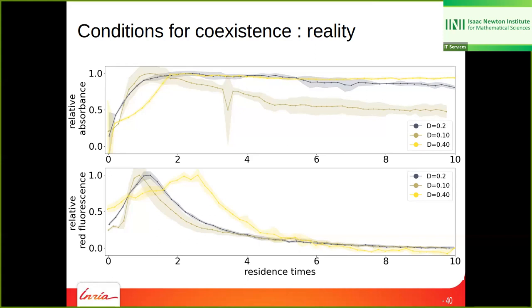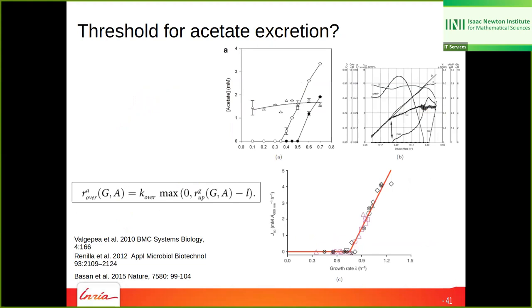But in any case, it seems that in our community, the most interesting regions to study are low dilution rates and not high ones. And that's a bit of a shame, because our model is not that interesting at low dilution rates, because we have this threshold built in, right? There's no acetate at low dilution rates. So, okay, well, we're going to change the model.